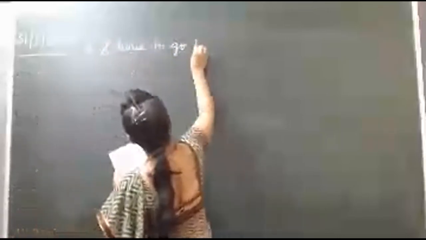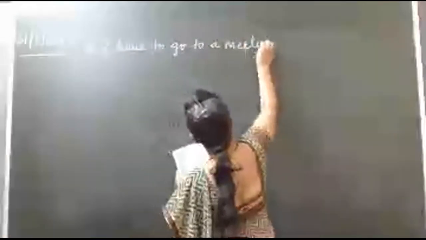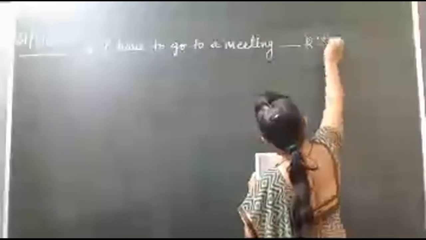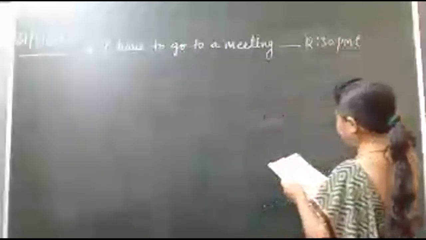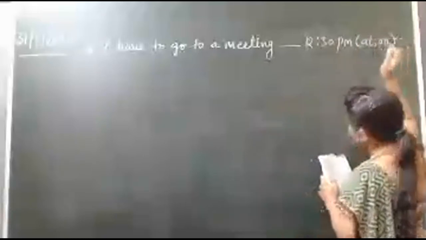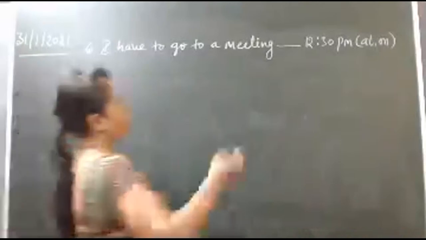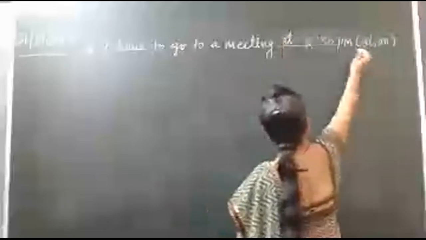Sixth one. I have to go to a meeting dash 12:30 PM. Here, at, on. So here you are showing the time of the sentence. I have to go to a meeting. At what time you are going? So you are showing the time. So the answer is at.